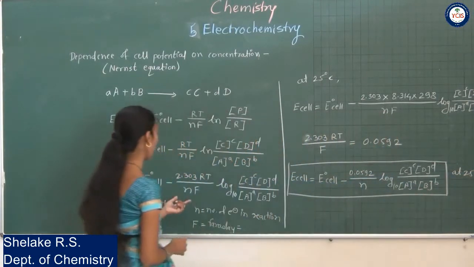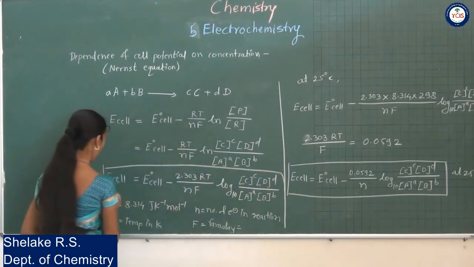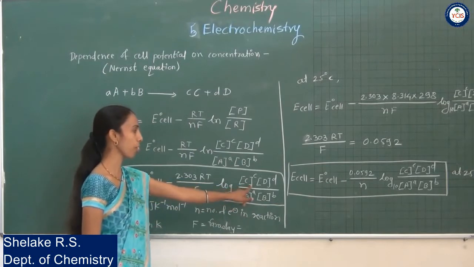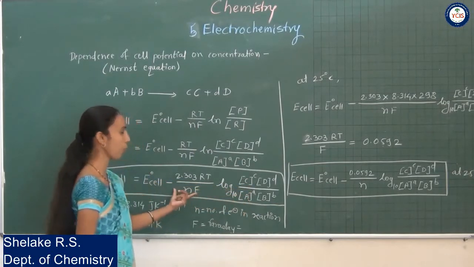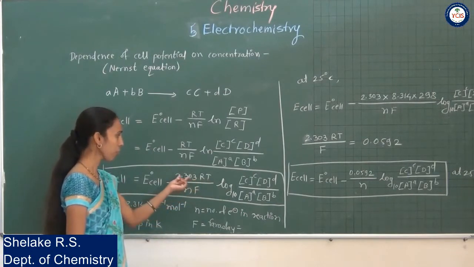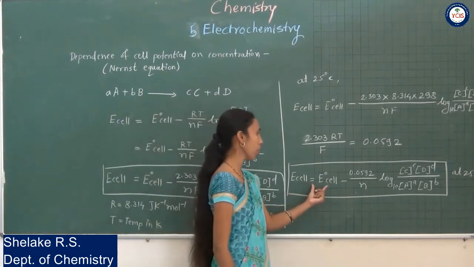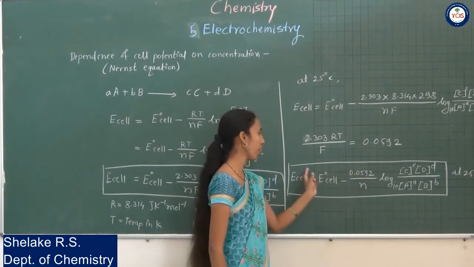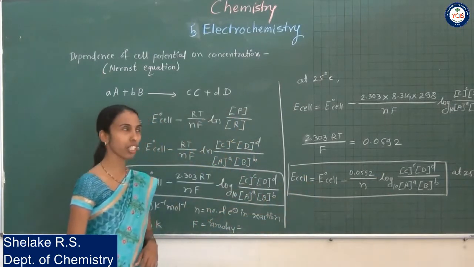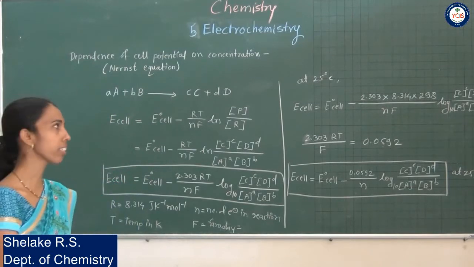So this is the first equation: E cell is equal to E0 cell minus 2.303 RT upon NF into log to the base 10 of the concentration of product upon the concentration of reactant. This is the general formula for any temperature T you take. Particularly at 25 degrees Celsius, after calculation, you get the value 0.0592. So I have written the formula for 25 degrees Celsius. This is called the Nernst equation. Using it, we can find out the cell potential and the electrode potential.